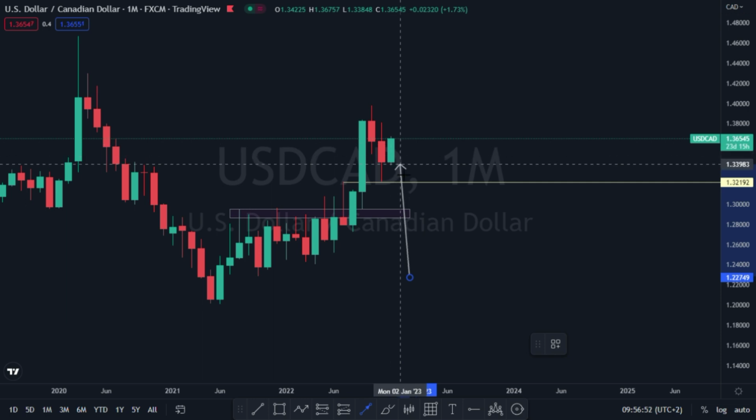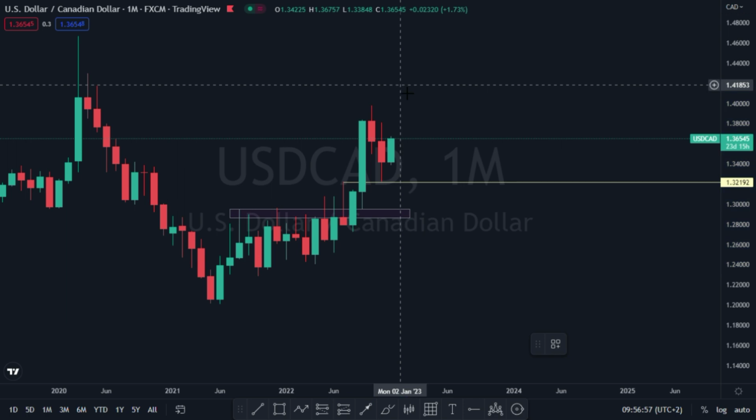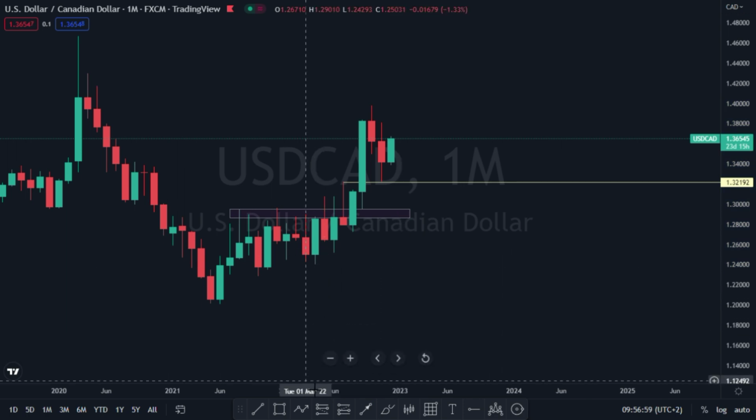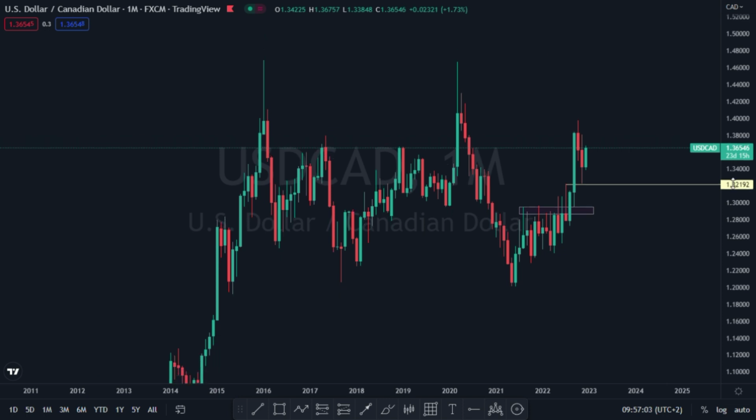So now I'm very confident to say that the market is getting ready to push all the way to the upside. So it is clear that here on USD CAD we have a bullish market.